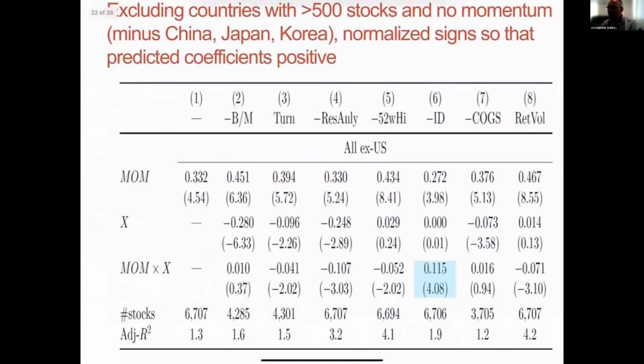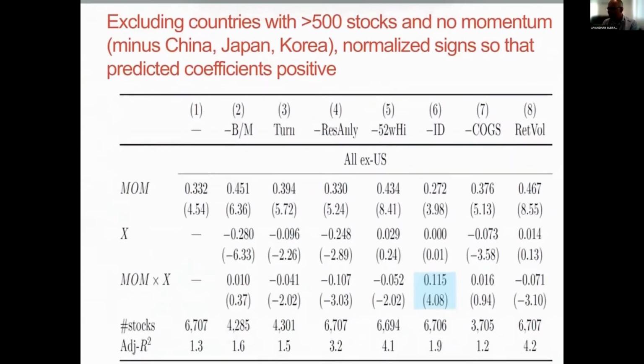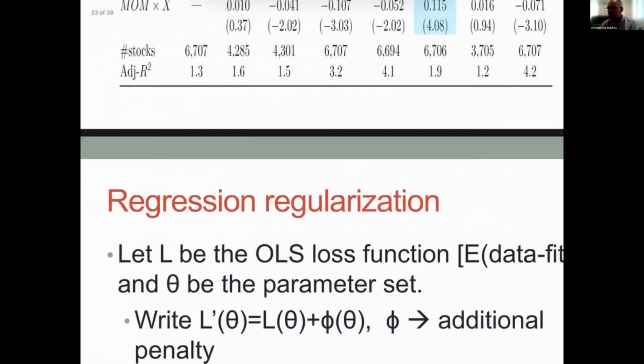There are some countries that actually don't have any momentum, like China, Japan, and Korea. So what we did was we excluded the countries without momentum, and then we again ran the regressions. In this case, we normalized the signs of the X variables so that the predicted coefficients are all positive, because some of these proxies suggest a negative sign, some suggest a positive sign, so we normalize them to be positive. Once again, we found that ID was the most significant variable, and so the result is basically robust.